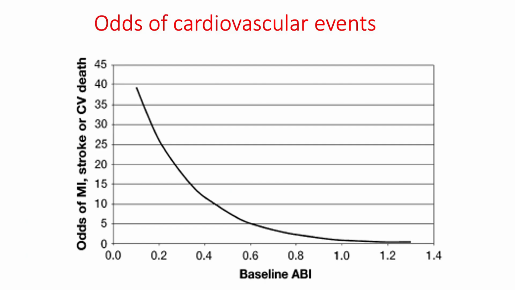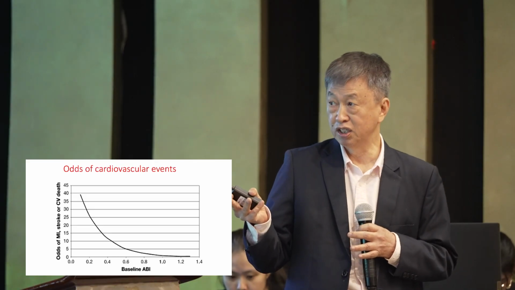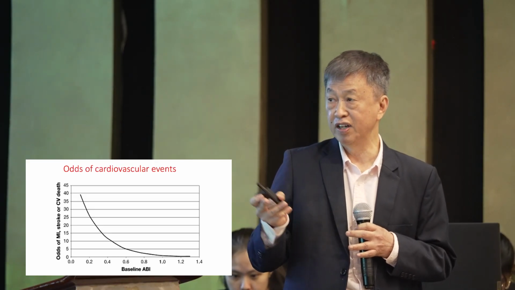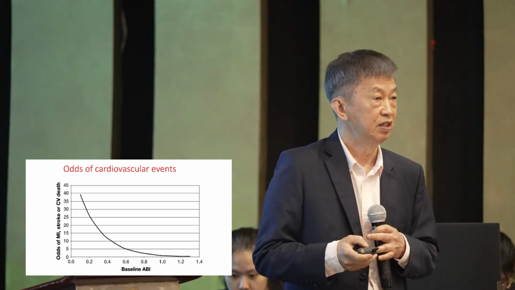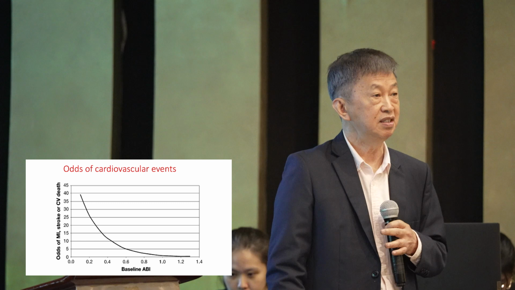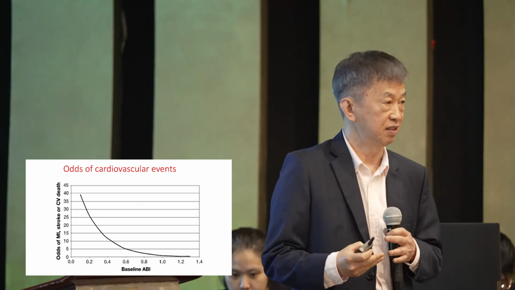And when you do ABSI for this patient, it means you measure the ankle pressure versus the brachial pressure. And if the patient has a very low ABI, the odds of cardiovascular events increase dramatically. So it is a good thing that your peripheral artery disease actually reflects on the coronary artery disease.